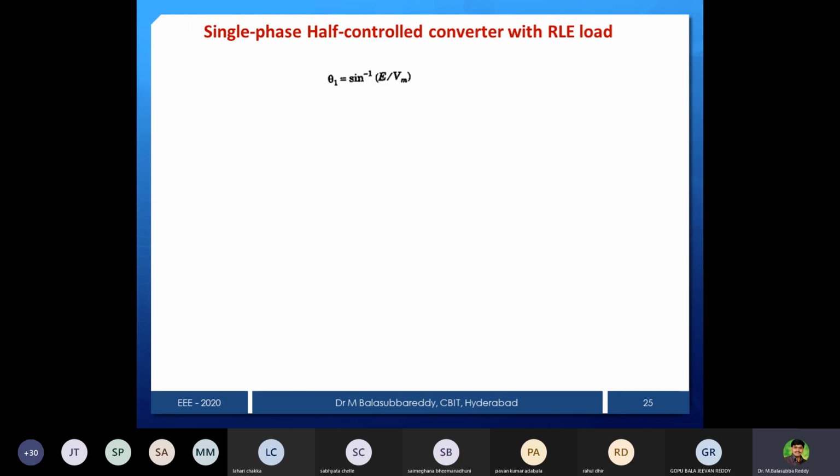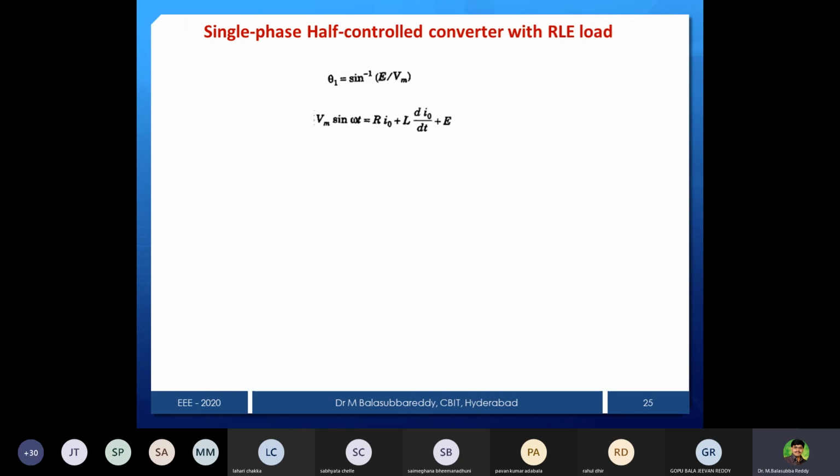Otherwise, the device is reverse biased and will not conduct. So that is the instant we must remember, the theta 1 instant. And as usual, you can represent the voltage equation when the thyristor is triggered. The voltage equation is Vm sin omega t, the supply as usual.